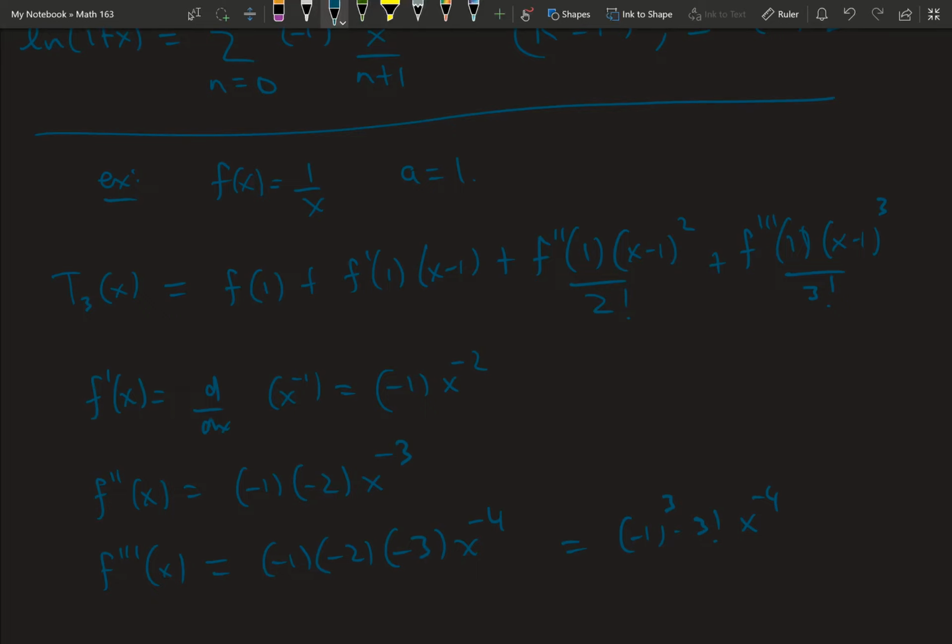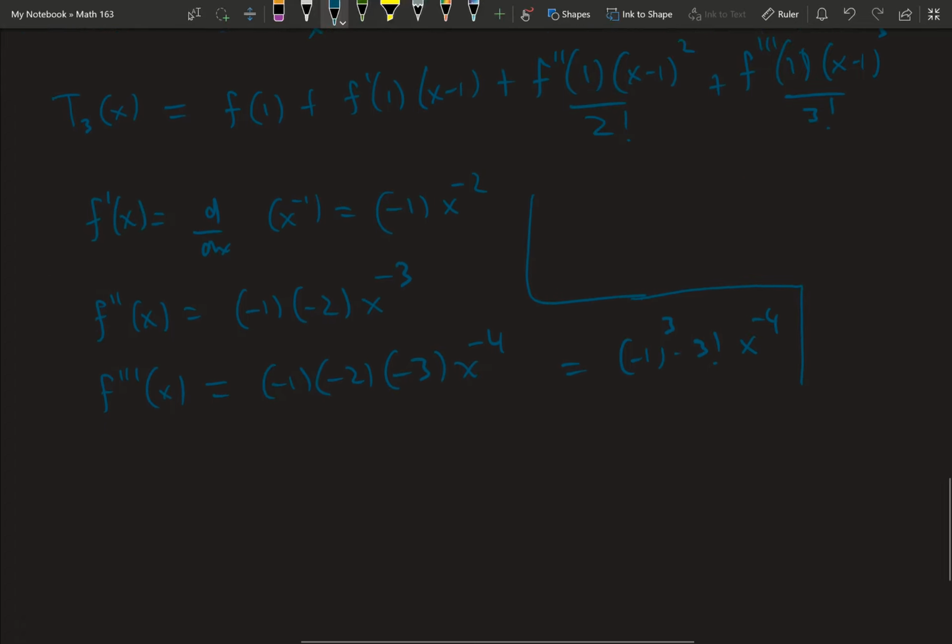And first of all, after we do this, we have to plug in the number 1. So let's do that just below here. So f of 1 we already know is 1 over 1, which is 1. F prime of 1 is minus 1. F double prime of 1 is minus 1 squared times 2 factorial, which is 2. And the third derivative at 1 is minus 1 cubed times 3 factorial, which is minus 3 factorial, or minus 6.